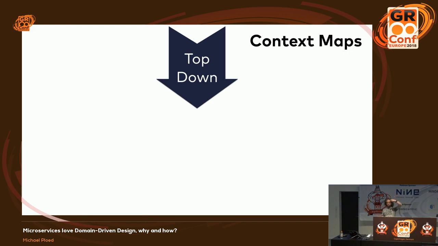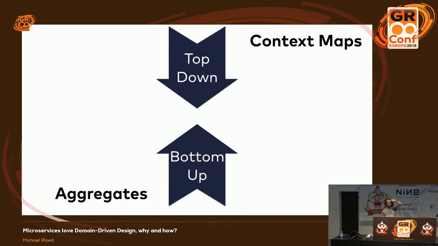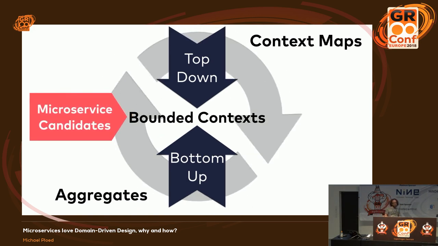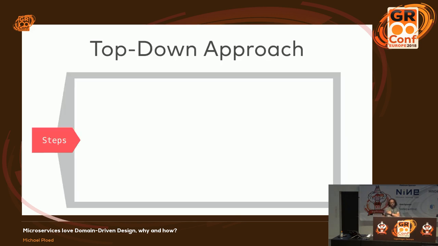Top down, you can work with context maps, and bottom up, you can work with stabilizing through aggregates. And if you do that in an iterative manner, you get out a couple of microservice candidates. Now, I think the top-down approach is really suitable for monoliths that are quite well structured, for instance.